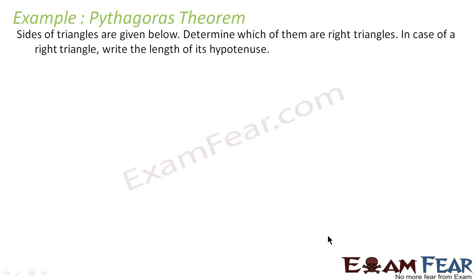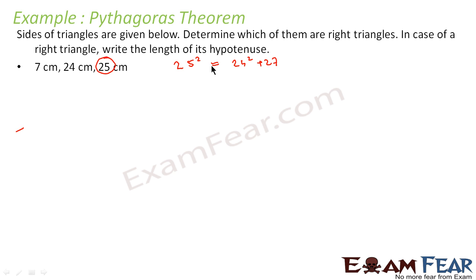Sides of a triangle are given below. Determine which of them are right triangle. In case of right triangle, we have to find the length of the hypotenuse. The first triangle is 7, 24 and 25. The maximum side is 25. So if we can write 25 square as 24 square plus 7 square, then it is a right triangle. If not, it is not a right triangle.